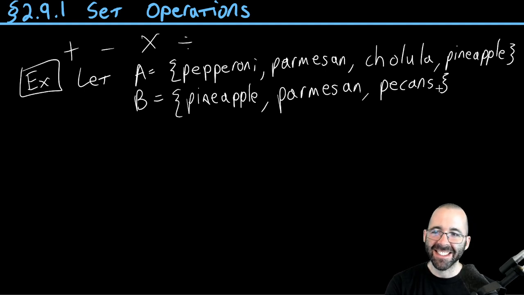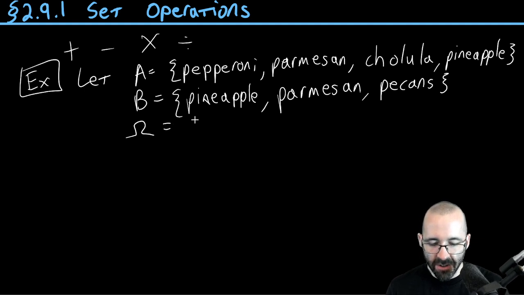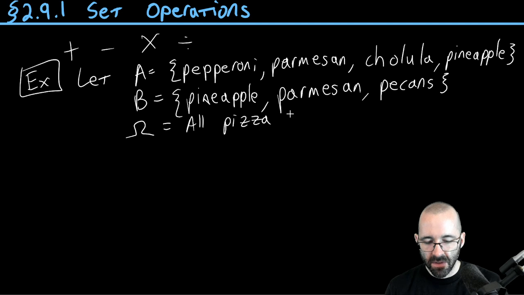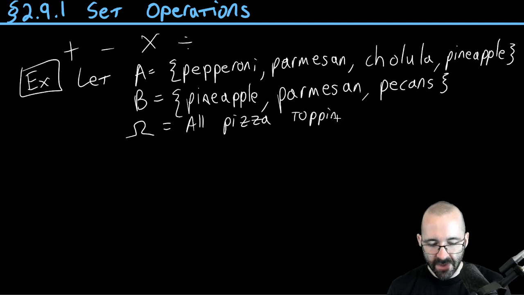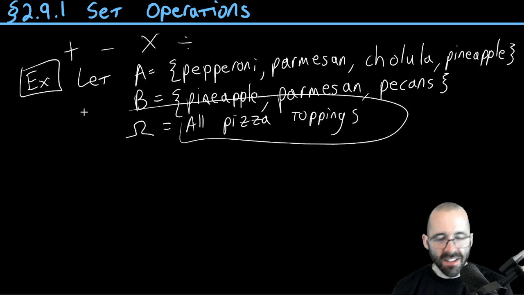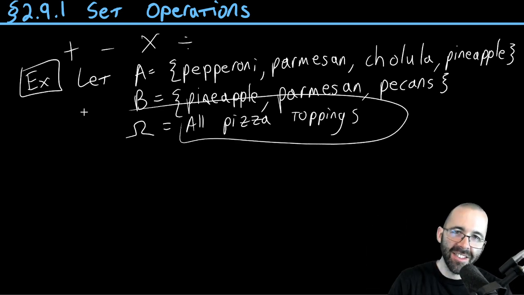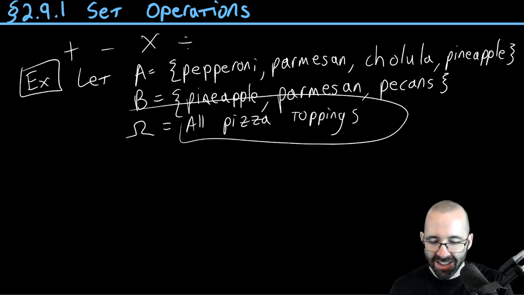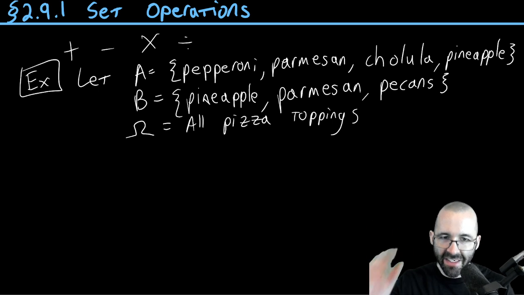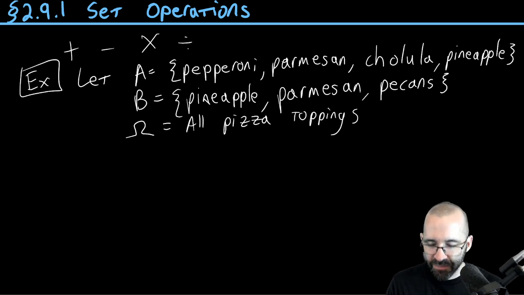All right, let's do some set operations. Don't tell her, okay? All right, and then let's have omega equal the set of all pizza toppings. It'll be our domain of discourse. What does all pizza toppings mean? Don't worry about it. Just assume for the purposes of this math that that's what omega is referring to.